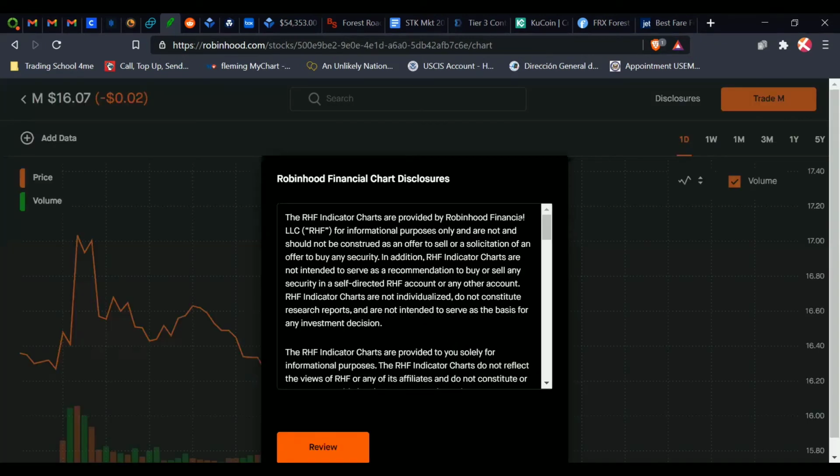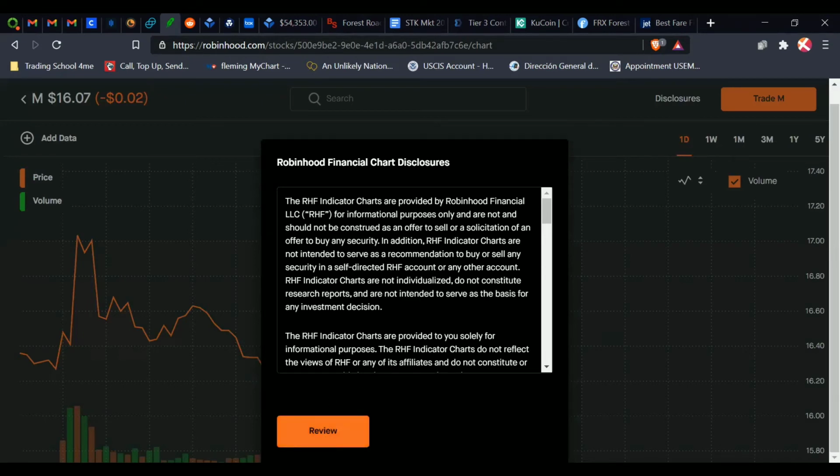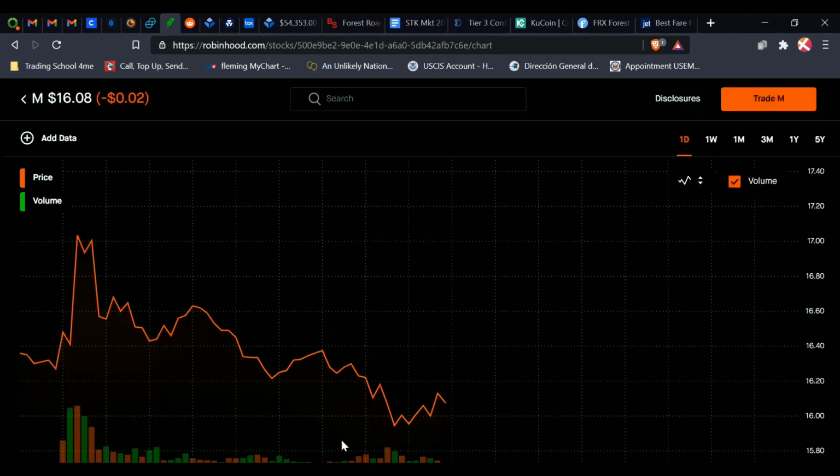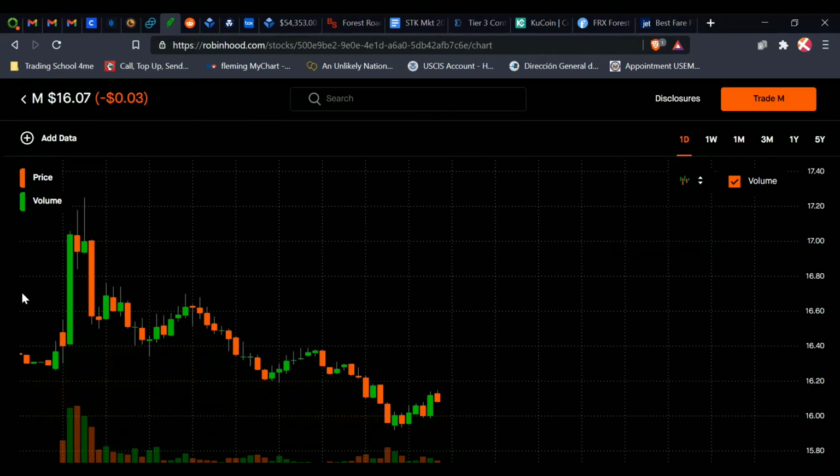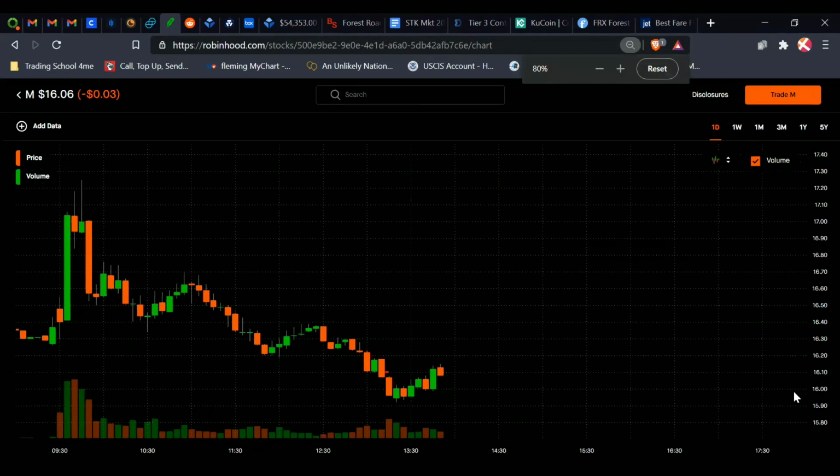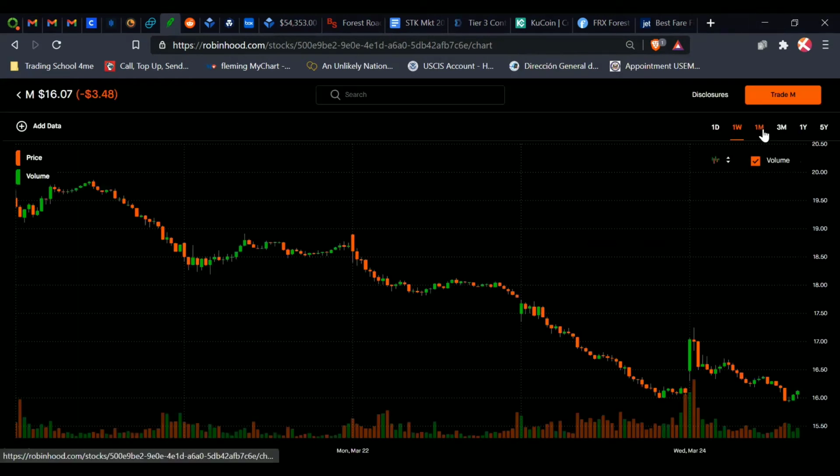So I've expanded it to see if I can. Now let's see if I can change this chart to become candlesticks. Yes, I can. There it is. So this has been upgraded. I haven't used this as much as people might think. So now I can see much more from this stock. Look at that. Macy's has been on a downtrend from when it reached what, $20 a share or so.